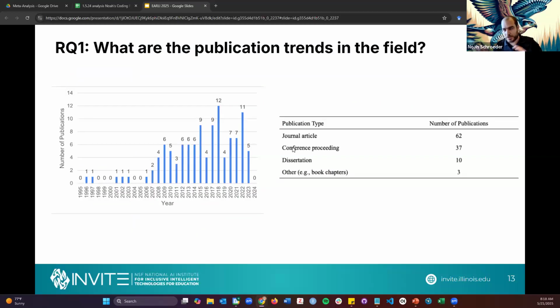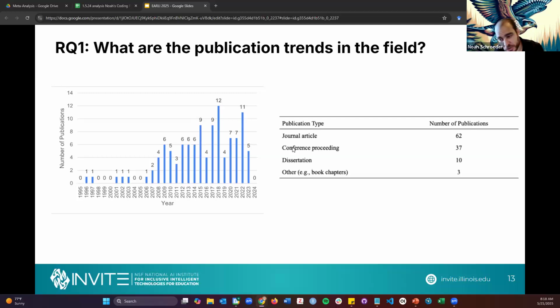So the next few slides are going to be really quick, just looking at the overall landscape of the field and what it looked like at the time we did this search, which was towards the end of 2023, if I remember correctly. As you can see, the number of studies with K-12 agents has been relatively consistent from basically 2009 until now.